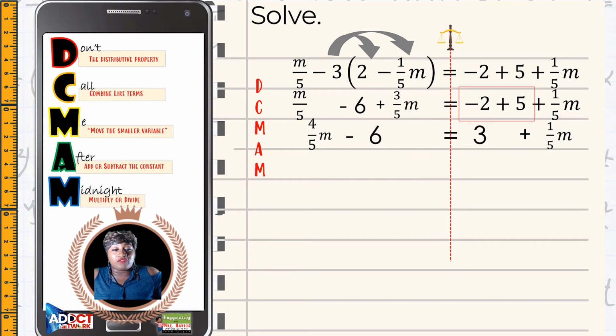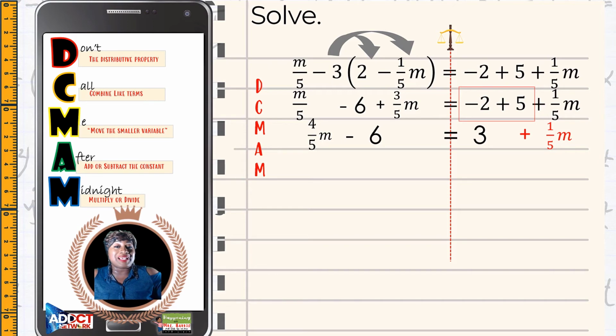Now we'll move on to the next letter, M. Move these smaller variables. First off, are there variables? Are there letters on both sides of the equal sign? Yes. On the left side of the equal sign, we have 4/5 m. On the right side of the equal sign, we have positive 1/5 m. Which variable term has a smaller coefficient? You got it. 1/5 m is the smaller variable.